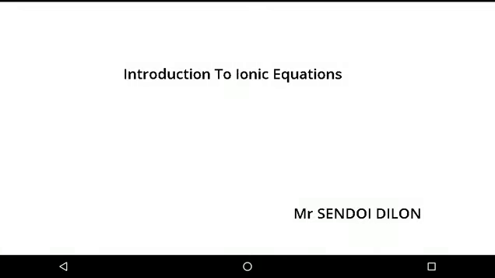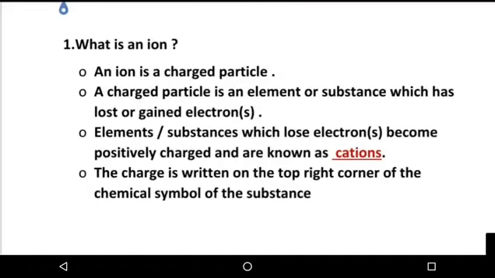We'll be looking at an introduction to ionic equations. An introduction to ionic equations. So what is an ion? An ion is a charged particle. Now, a charged particle is an element or substance which has lost or gained electrons.